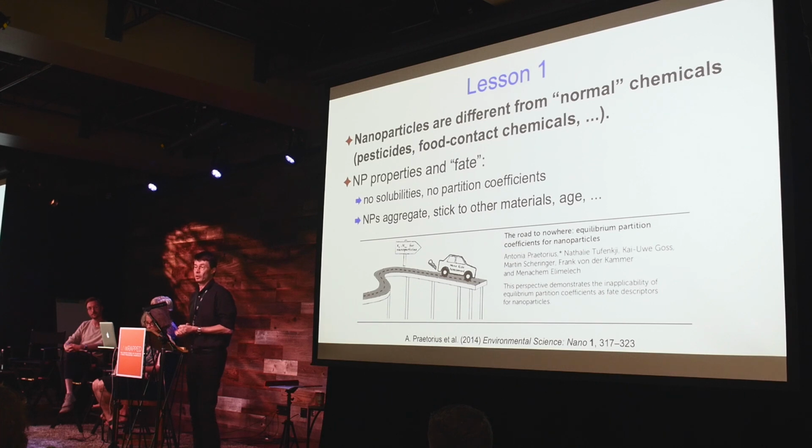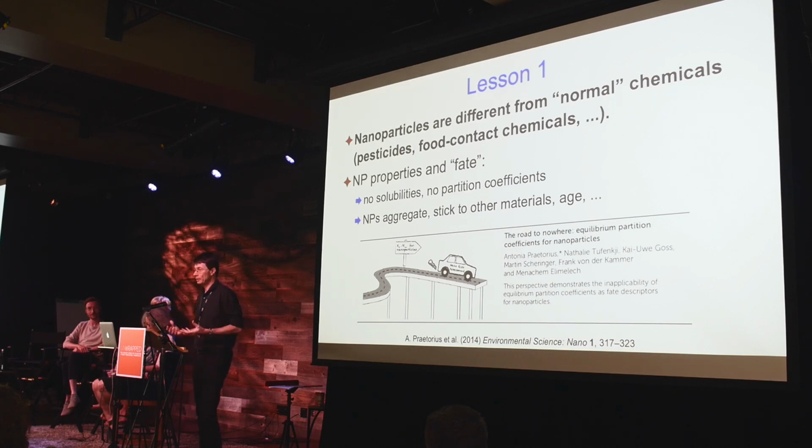Nanoparticles don't have these properties. They don't dissolve in water or blood. They just kind of float around in a dispersion, as we call it. They don't have partition coefficients, but still many people try to measure and report partition coefficients for nanoparticles. And that's why we published this paper, The Road to Nowhere, Equilibrium Partition Coefficients for Nanoparticles, because it was frustrating to see again and again these meaningless papers.